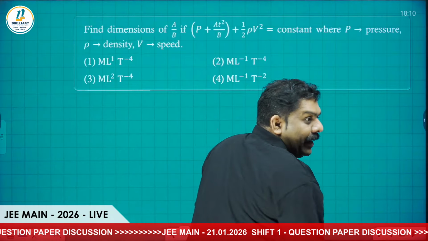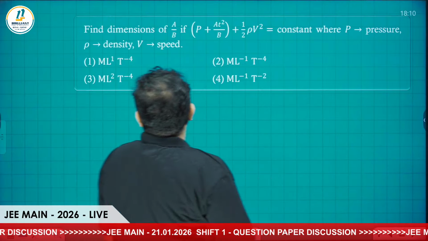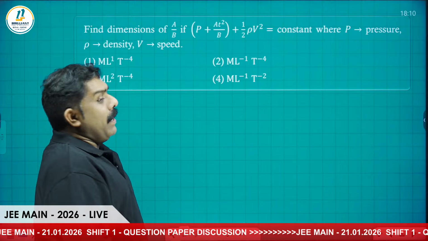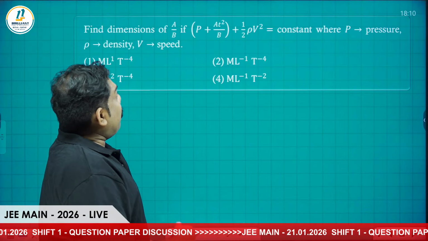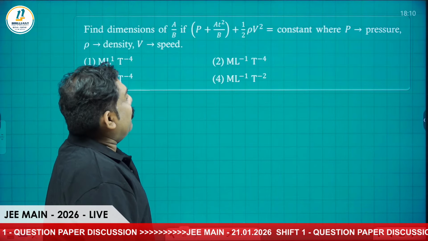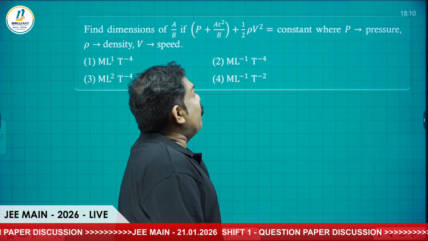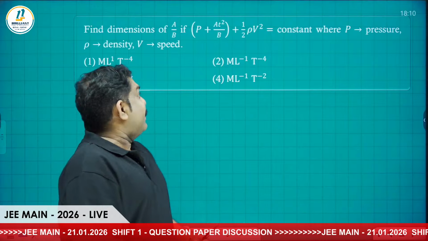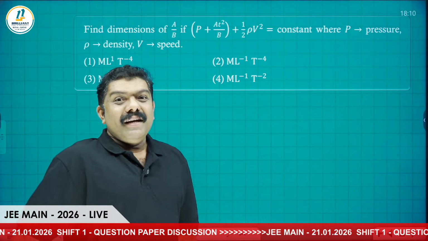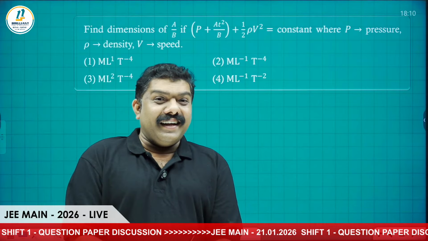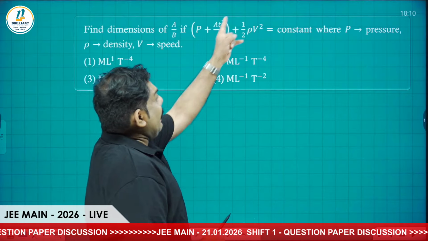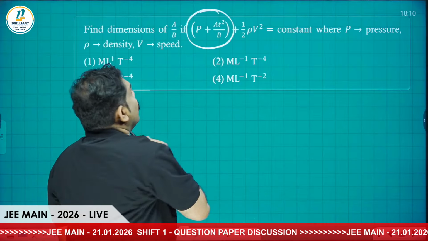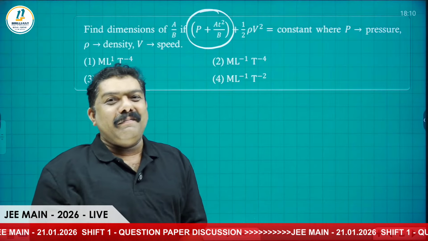And then the next one, look, that is question 3. Find the dimension of A by B if P plus AT square by B into half rho V square equals a constant, where P is pressure, rho is density and V is speed. Actually, this question is very tricky because we don't need to do the entire question. You can see this part alone, because here we can apply the homogeneity principle.